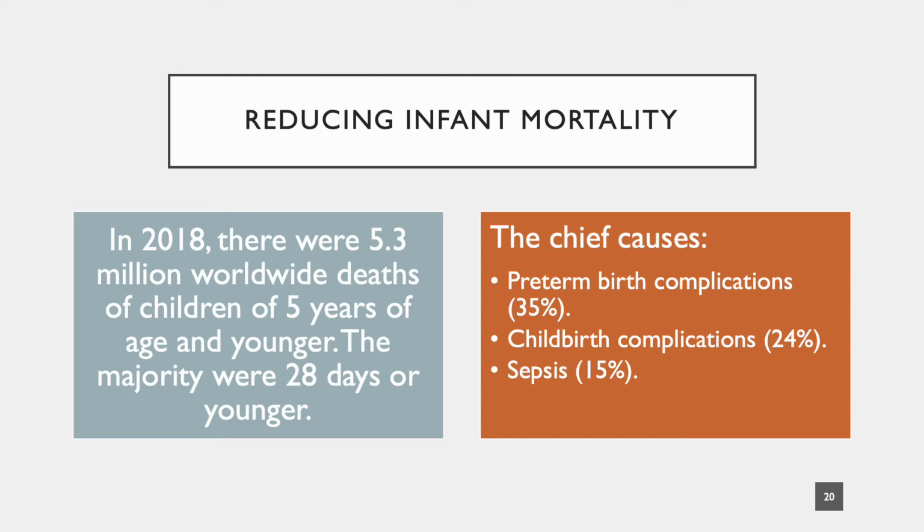There are ways that we can work to reduce infant mortality. In 2018, there were 5.3 million worldwide deaths of children of 5 years of age and younger. The majority were 28 days or younger. The chief cause was preterm complications, which was 35%, childbirth complications, which was 24%, and sepsis, which accounted for 15%.